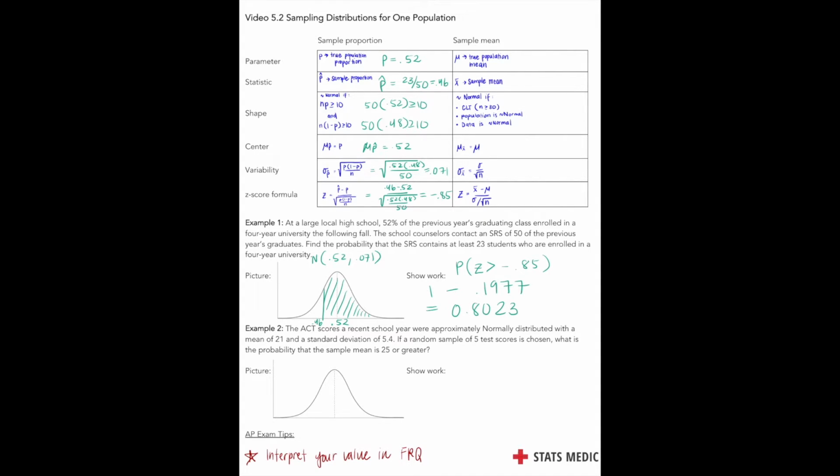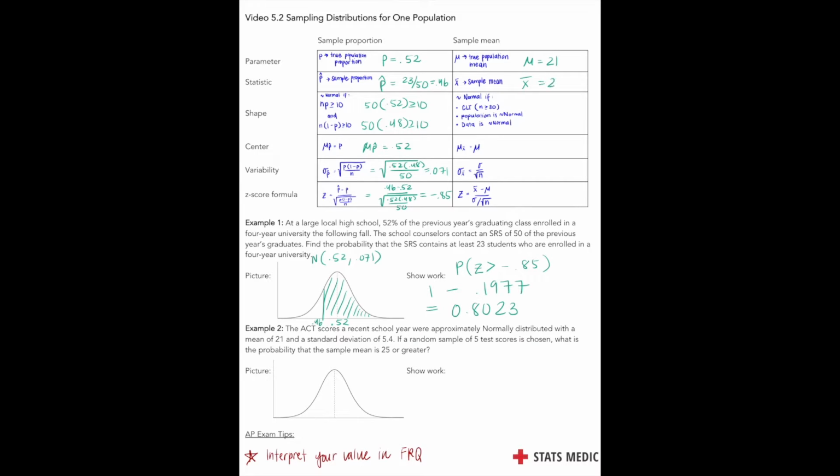All right, so that was part 1. Example 2 is the ACT scores a recent school year were approximately normally distributed with a mean of 21 and a standard deviation of 5.4. If a random sample of 5 test scores is chosen, what is the probability that the sample mean is 25 or greater? So the true population mean here is 21.